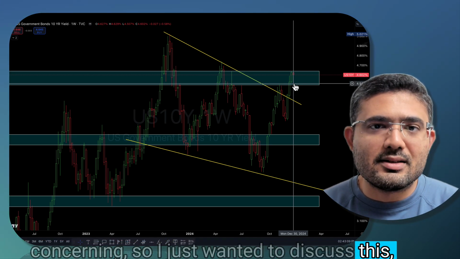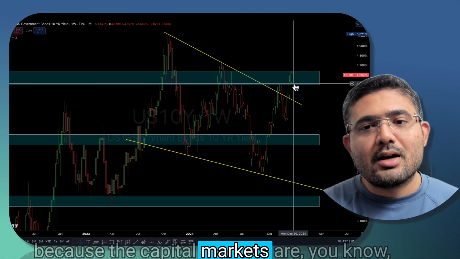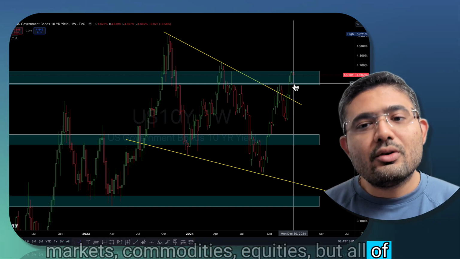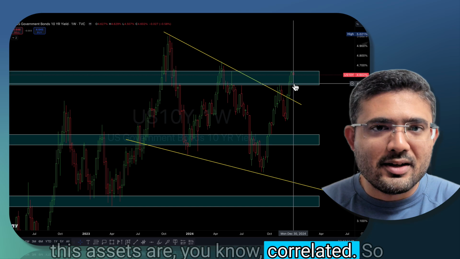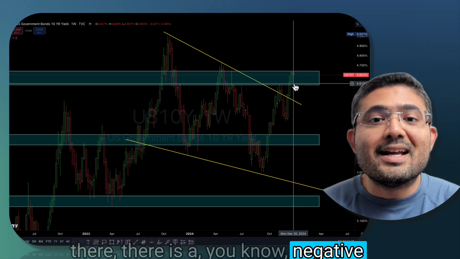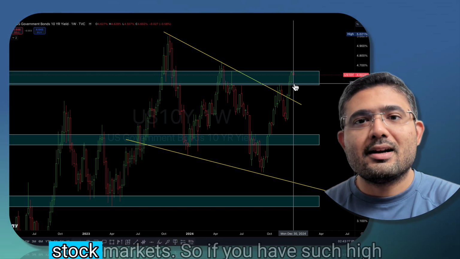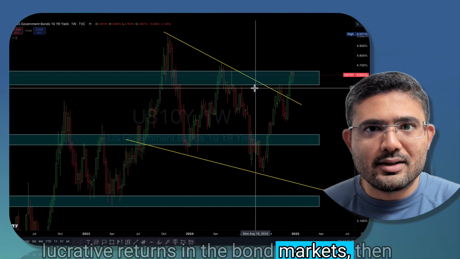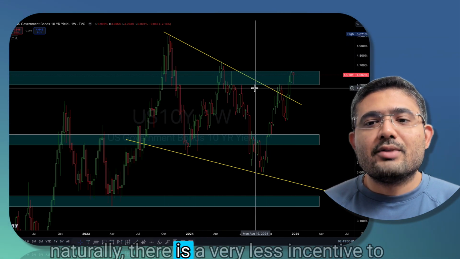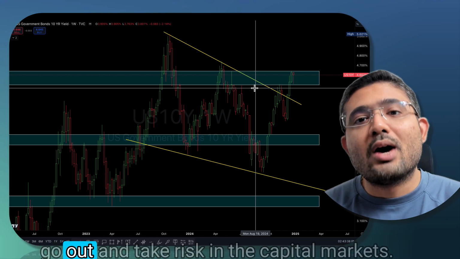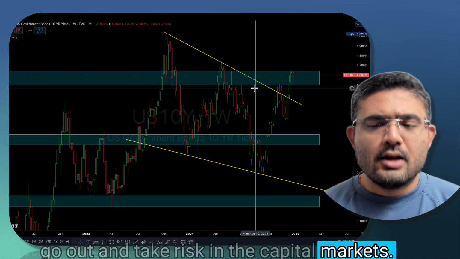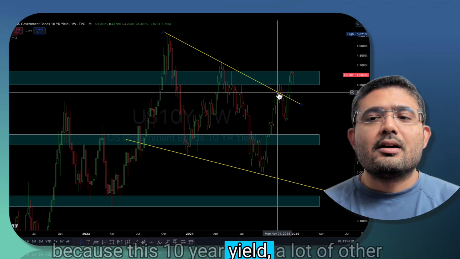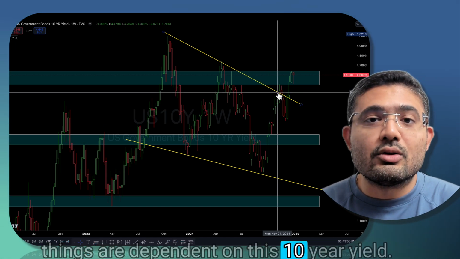I wanted to discuss this because the capital markets consist of bond markets, commodities and equities, and all of these assets are correlated. There is a negative correlation between bond markets and stock markets. If you have such lucrative returns in the bond markets, then naturally there is very little incentive to go out and take risk in the capital markets. I wanted to point this out in detail because a lot of other things are dependent on this 10-year yield.